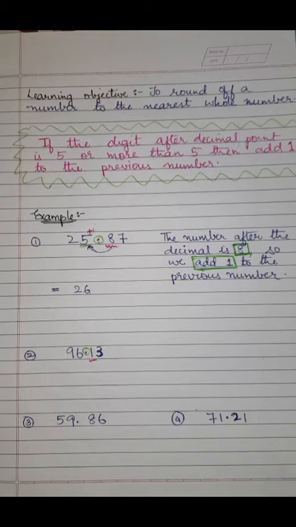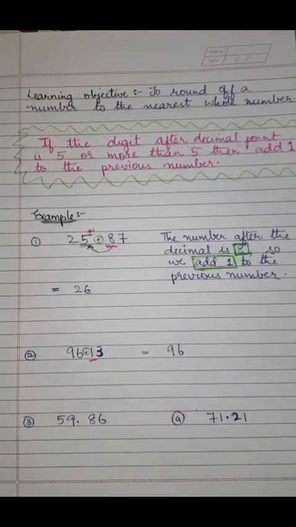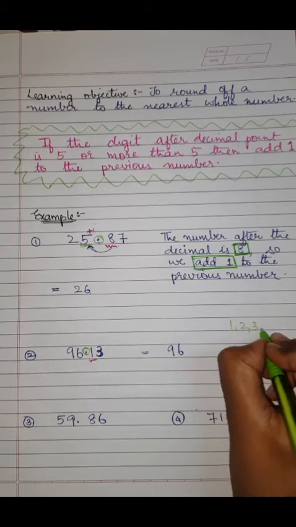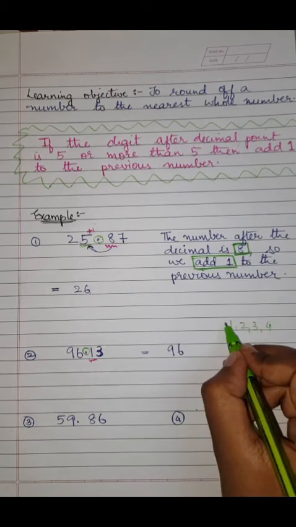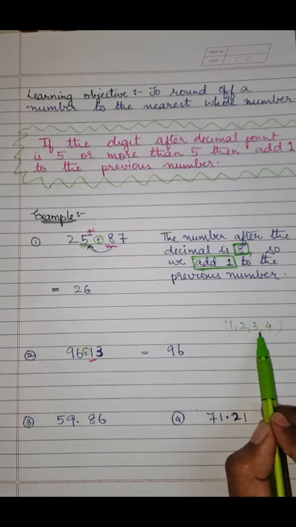If you have a number which is not greater than 5, it is the easiest thing to do. You have to write the number as it is. So if your number after the decimal is not greater than 5 and it is not 5 also, that is, if it is any number between 1, 2, 3 and 4, less than 5 means this. Any number which is less than 5 is 1, 2, 3 and 4.